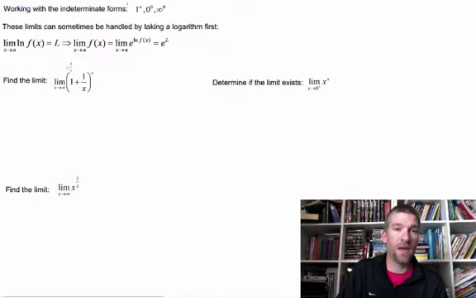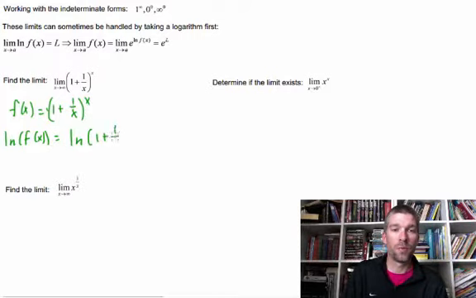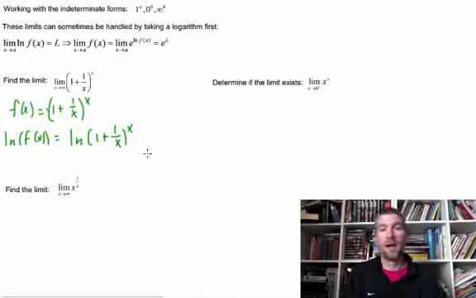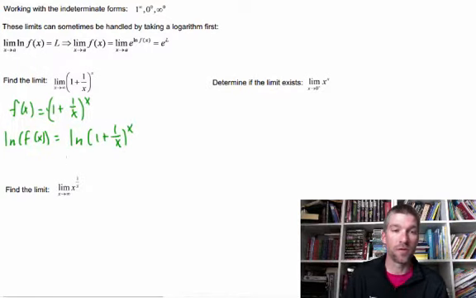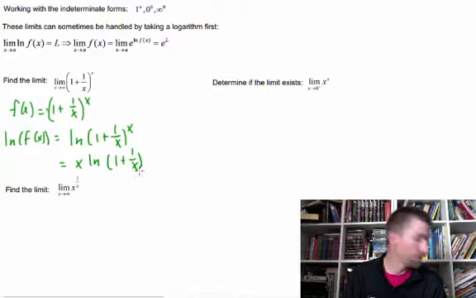If I let f of x equal 1 plus 1 over x to the x power, and I take the natural log of that, the natural log of f of x, then this is the natural log of 1 plus 1 over x to the x power. Now, this is an interesting thing because we can actually simplify this by taking the power and moving it into the front of the natural log. So an equality statement would be x times the natural log of 1 plus 1 over x. All right.